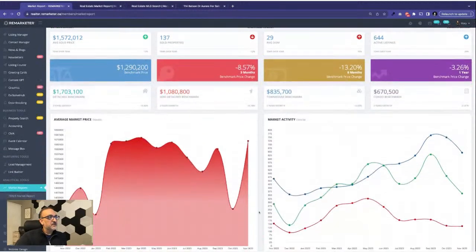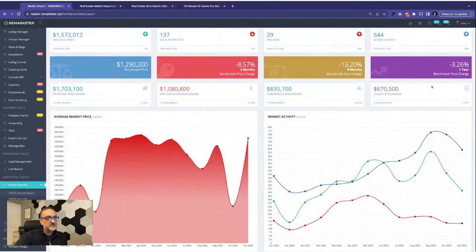All right. Then we've got the whole thing broken down into 4 different categories: the detached benchmark price, the semi-detached benchmark price, the townhouses and condos. So we're looking at different property types.